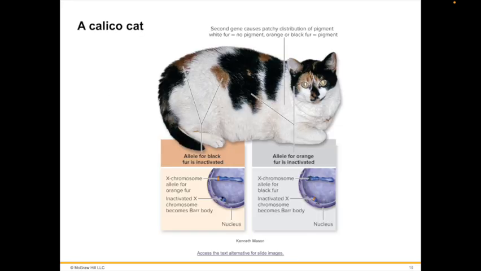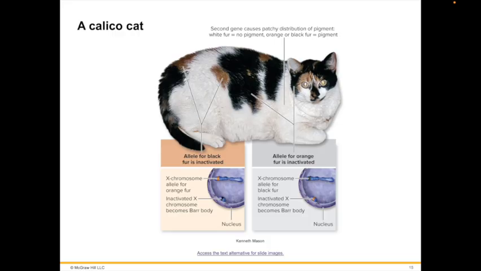fur, shown here. The dark fur and orange fur are due to heterozygosity for one gene on the X chromosome that determines pigment color. One allele results in dark fur, and another allele results in orange fur. Which of these colors is observed in a particular patch is due to inactivation of one X chromosome. If the chromosome containing the orange allele is inactivated, then the fur will be dark, and vice versa. The patchy distribution of color and the presence of white fur is due to a second gene that is epistatic to the fur color gene.